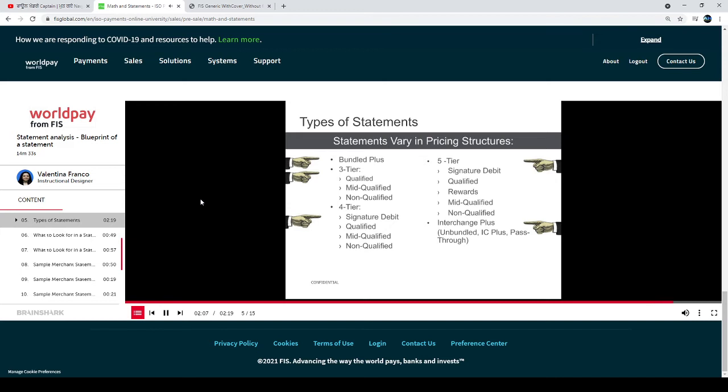These are some of the most common pricing structures that you will find in the industry today. So remember to familiarize yourself with statements and pricing so you'll be able to succeed in this business.